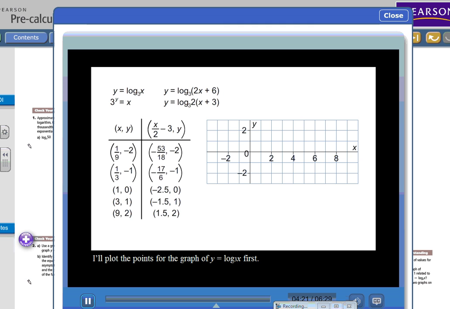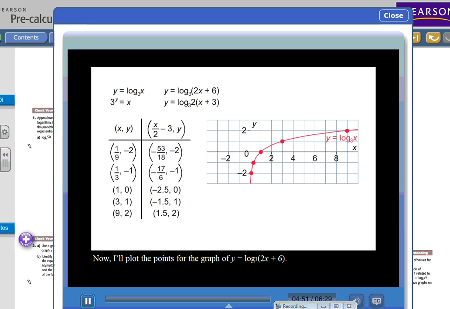I'll plot the points for the graph of y equals log base 3 of x first. (1/9, negative 2), (1/3, negative 1), (1, 0), (3, 1), (9, 2). Now I can join the points with a smooth curve for the graph of y equals log base 3 of x.